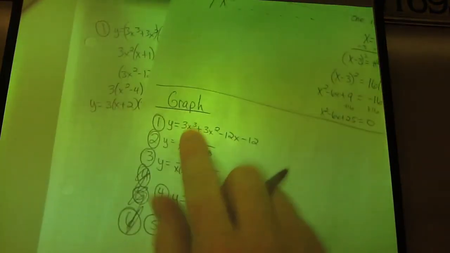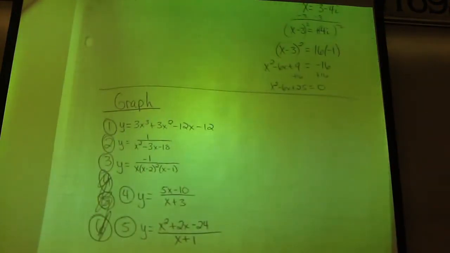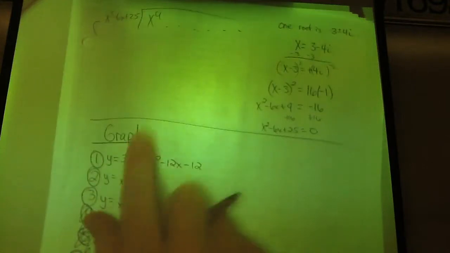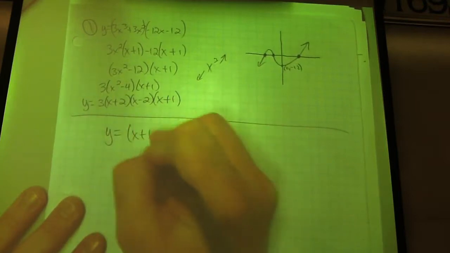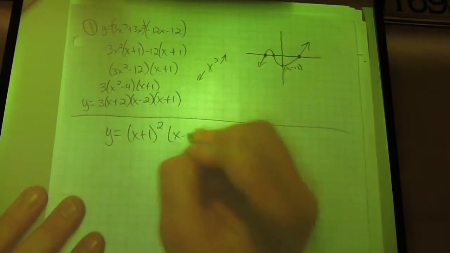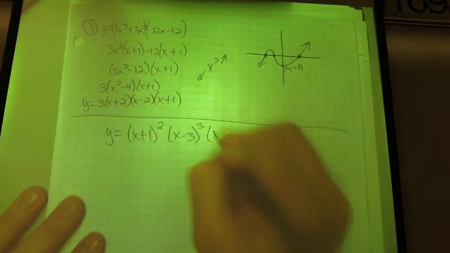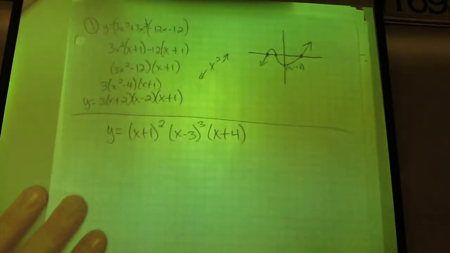This is number 1 on the graph. It's a polynomial. You may be given it like this and have to factor it, or you may be given just factors and then have to graph it. I'm just gonna write it down. There will be one of these. You could also get one like x plus 1 squared times x minus 3 to the third times x plus 4. You could be asked to graph that.